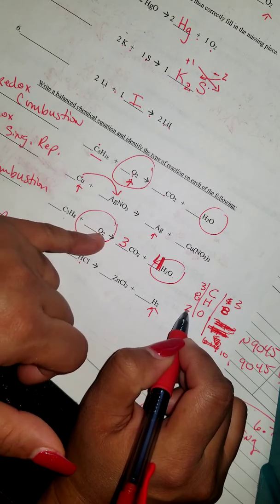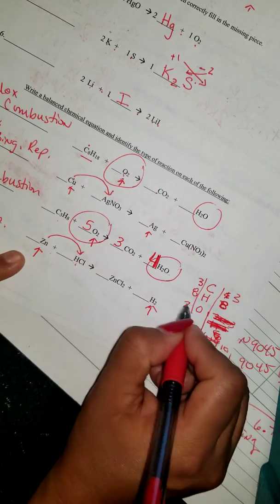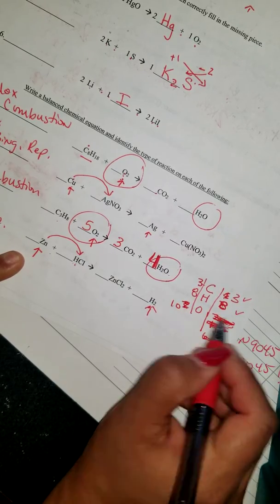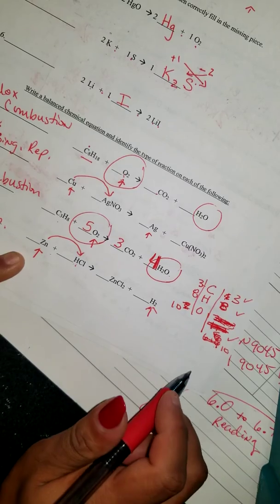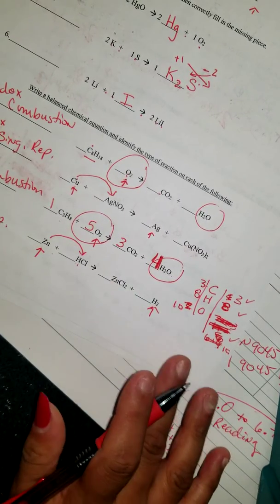So there's a 2 here. 2 times what is 10? 5. 5 times 2 is 10. 3 and 3, check. 8 and 8, check. 10 and 10, check. I am balanced. What do I do? I plug in a 1 where I'm left over.